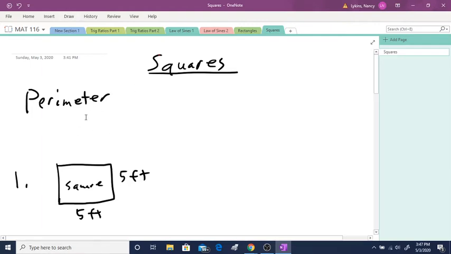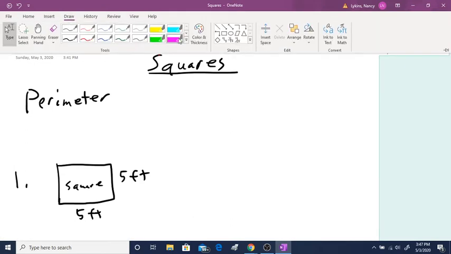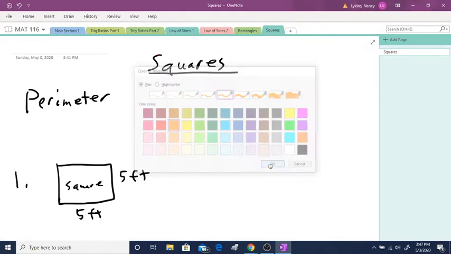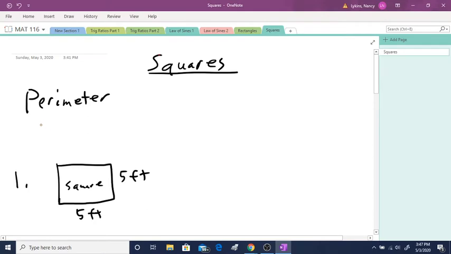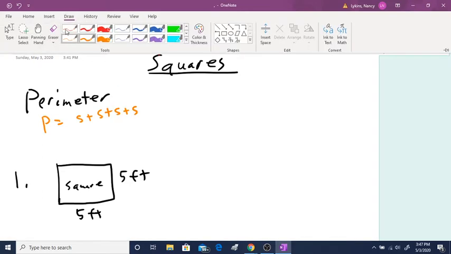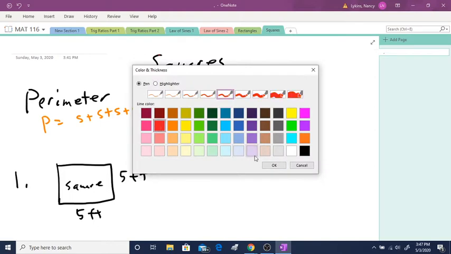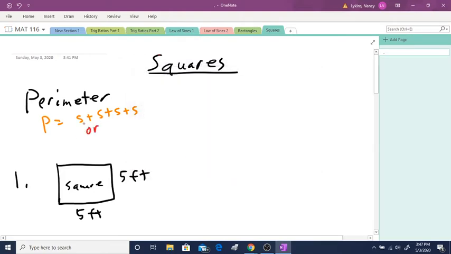Now, one thing with the perimeter of a square, there are kind of two different approaches for it. Perimeter could be, since squares all have the same sides, you could say S plus S plus S plus S, or since all the sides are the same, you could just say 4 times S.